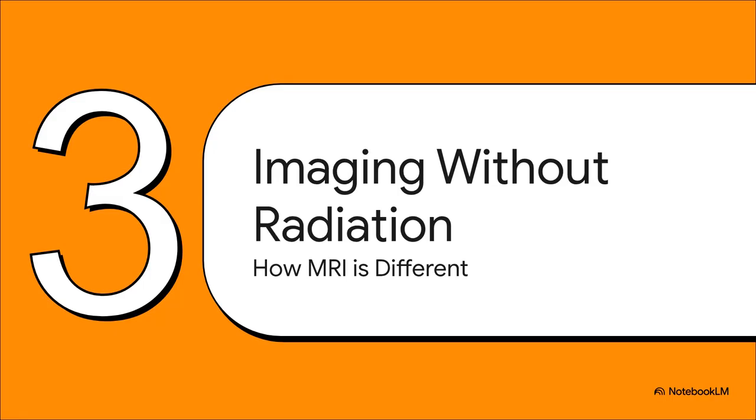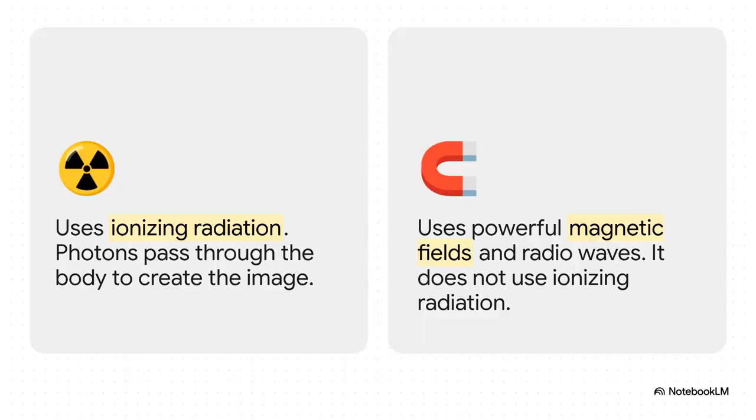So, to see these invisible soft tissues, we need a completely different kind of technology, one that doesn't rely on radiation at all. And this is exactly where magnetic resonance imaging, or MRI, enters the picture. The technology is just fundamentally different. It's night and day. Instead of shooting radiation through you, an MRI uses a super powerful magnetic field and radio waves to essentially talk to the water molecules in your body.